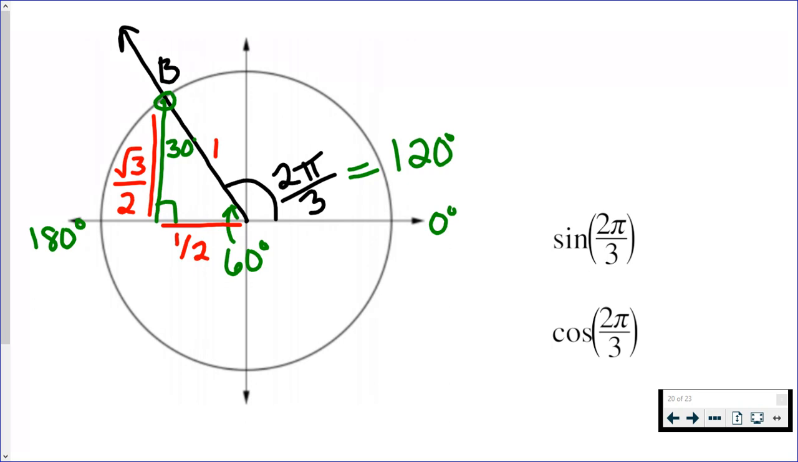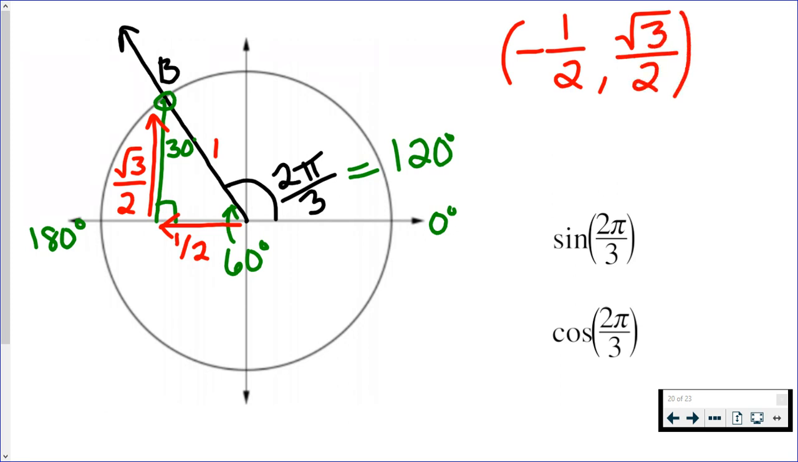Now, if 1/2 is the base, you'll notice that we would have had to move to the left to go 1/2. So left 1/2 would be an x value of negative 1/2. And if you're going up square root of 3 over 2, that would be a y value of positive square root of 3 over 2. So that would be the coordinate for point B.